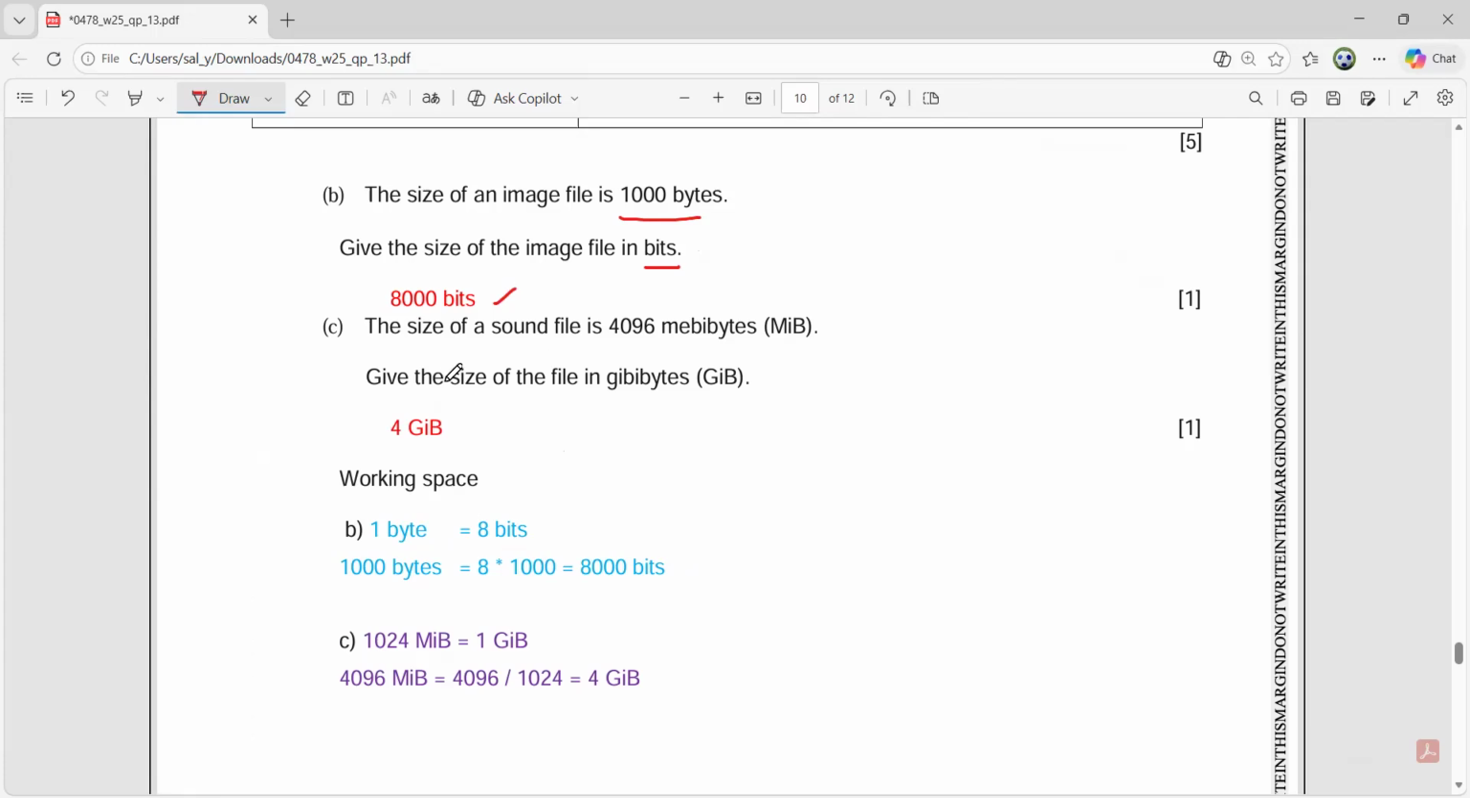Now next part, size of a sound file is 4096 megabytes. So now I have to convert maybe to GB. Megabytes to gigabytes. Now you can see capital B indicates the byte and small b indicates the bits. So what I did, megabytes was given to me and I was asked to talk about the gigabytes. So this is what we know, 1024 megabytes equals to 1 gigabyte. And this is what we have learned in the chapter.